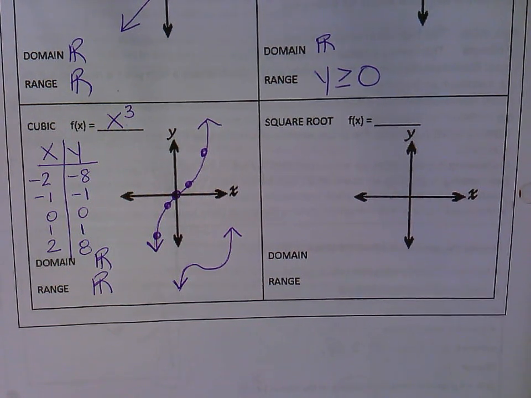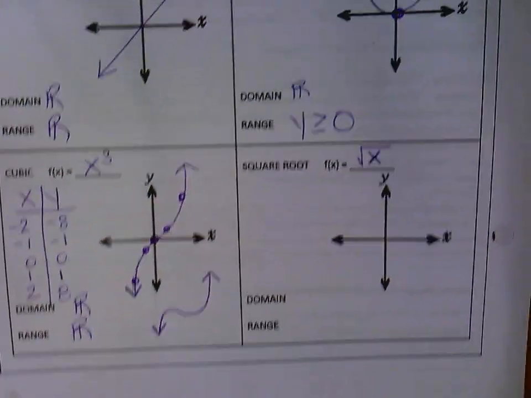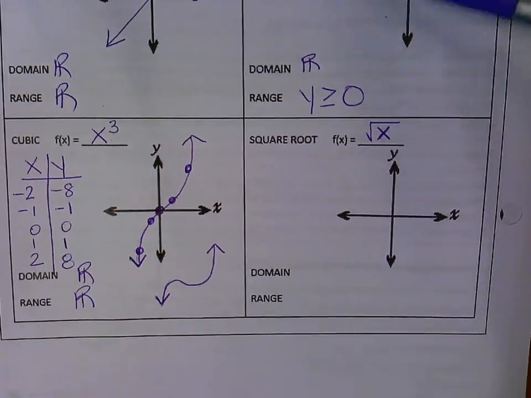All right, the square root function. The square root of x is the inverse of x squared from up top. So you're going to see some similarities between these two graphs.